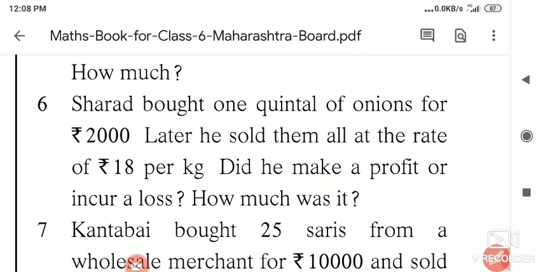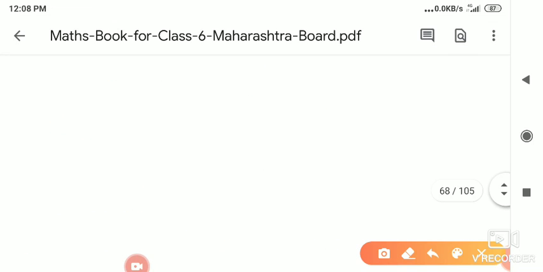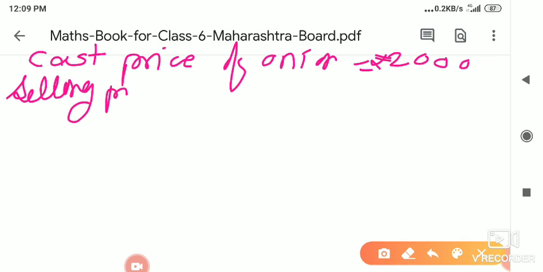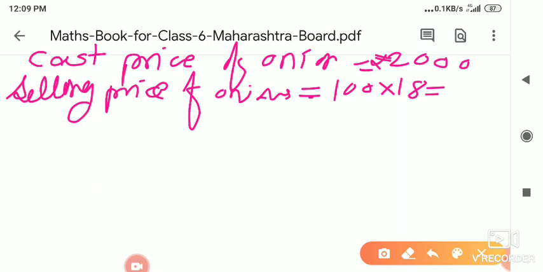So we will solve the example. Sharad bought onions. So the cost price of onions is how much? Rupees 2000. Now we have to find the selling price. The selling price of onions: there are 100 kgs of onions, so 100 into 18 is equal to 1800. That is the selling price of onions.